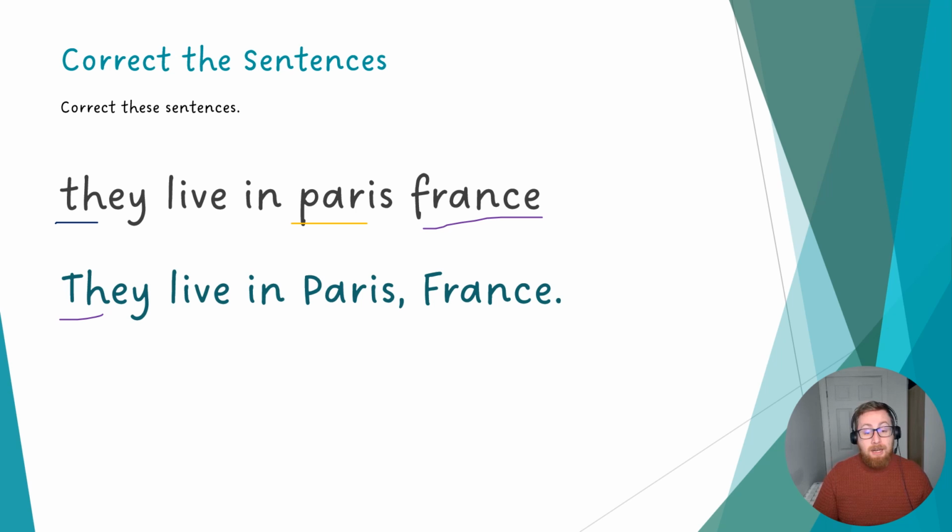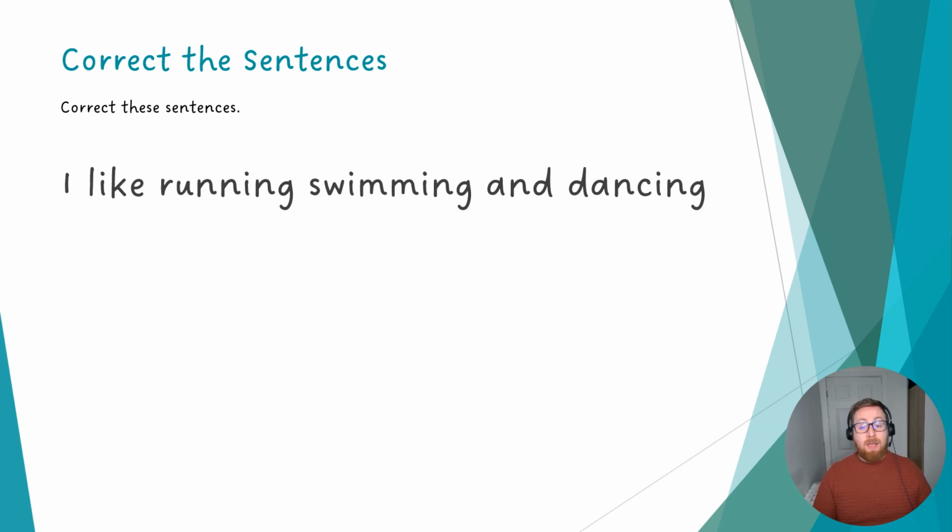They live in Paris, capital letter, France, capital letter. Both places. They are proper nouns, they are places. We need to give them a capital letter. Also, it's a list. Paris, France. So let's add a comma. And end of the sentence, full stop. Really good work. Let's take a look at one more.